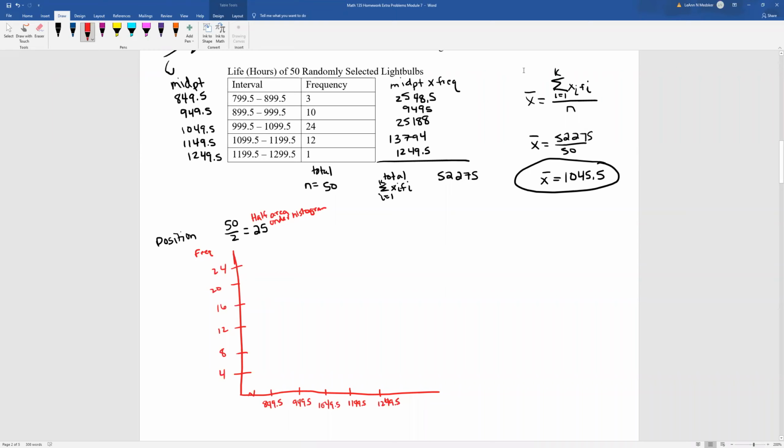I actually misspoke real quick. I had to stop myself and pause for a second. The base of these is not 1, it's the width of the class. So this has a class width of 100 from here to here.